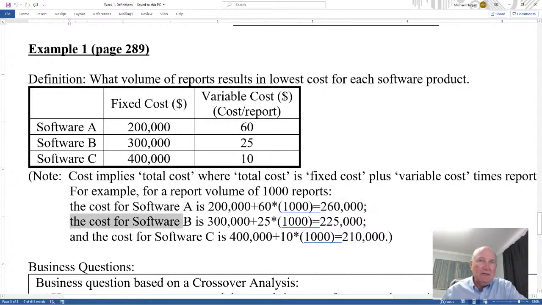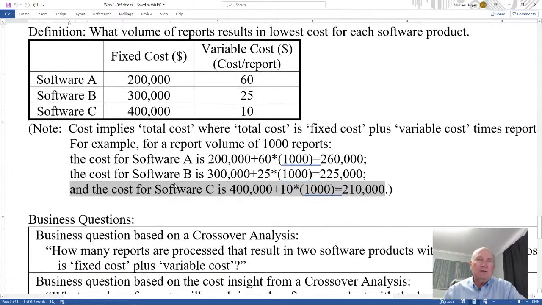The cost for B, likewise, is 300,000 fixed cost, plus $25 variable cost times 1,000 is 225K. K meaning 1,000. And the cost for software C is $400,000, plus $10 variable cost times 1,000 report volume. You multiply and add those together and you get 210,000. So that's the idea of cost.